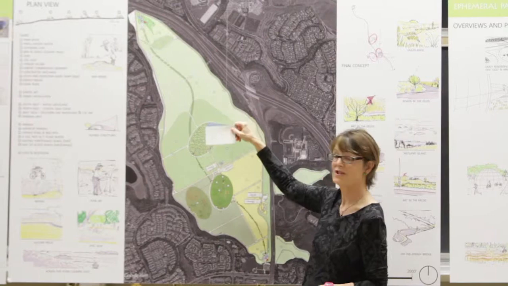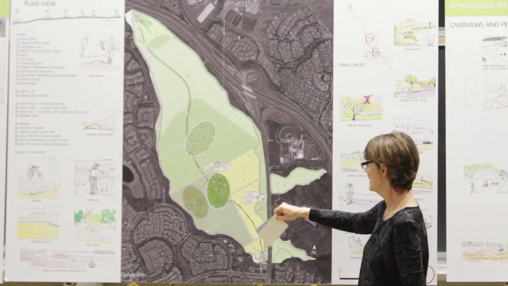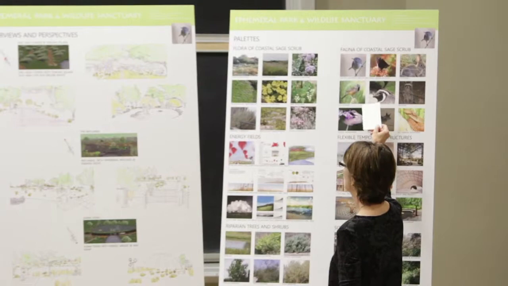So this is coastal sage scrub. This is southern oak woodland. This is native grassland and back to riparian. And all of these are reflected over here and the critters. Here's the coastal sage scrub, riparian, and southern oak woodland.